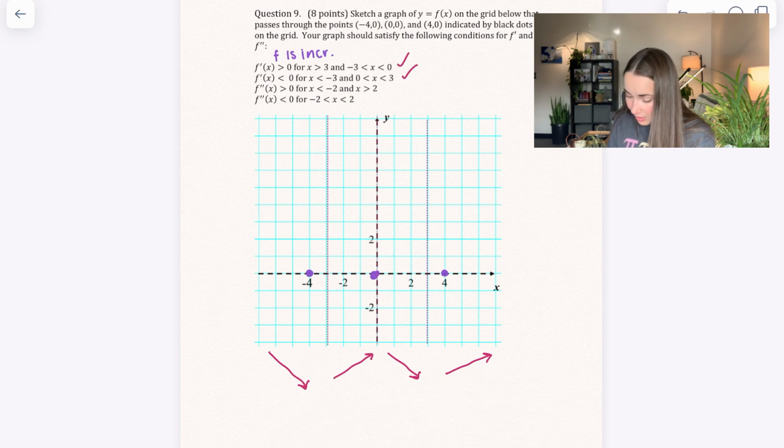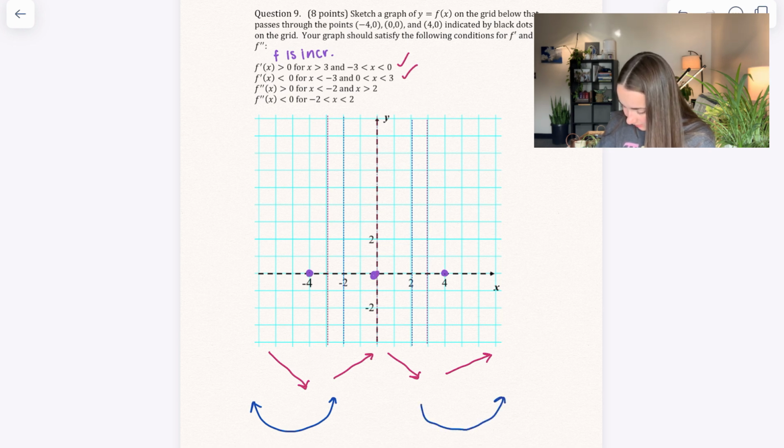Let's see, our next one's about concavity. So this is going to be between -2 and 2. So I'm going to go ahead and draw those in. So the second derivative is positive, which means that it's concave up when x is less than -2. So that's going to be concave up right here when x is less than -2, and when x is greater than 2, so it's going to be concave up on this side.